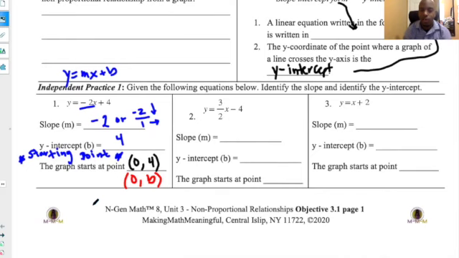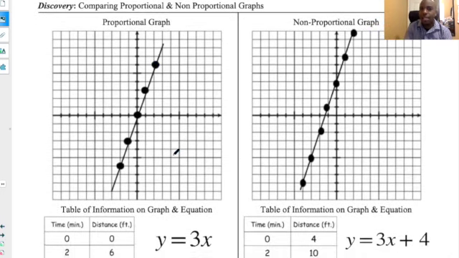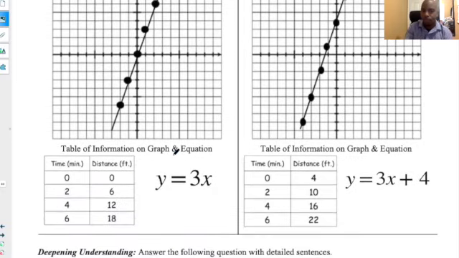All right, let's move on to the next part of this worksheet. Now, this part I've done in class, and I want you to do it as well. I want you to analyze the graphs. When you look at this proportional graph and this non-proportional graph, what do you see? What are the similarities? What are the differences? Really, I'm looking at what makes these two different. When I look at the tables, what's the same, what's different? When I look at these equations, y equals 3x and y equals 3x plus 4, what's the same and what is different?